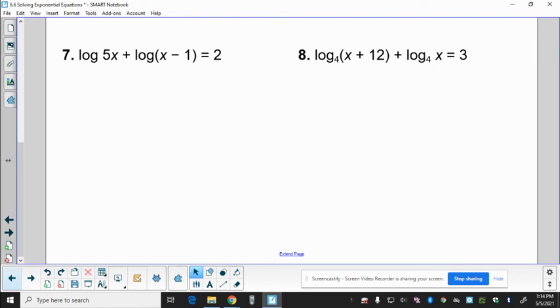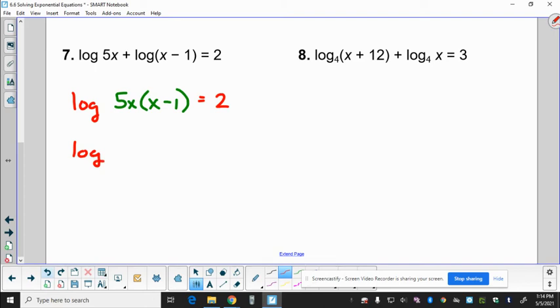Let's take a look at number 7. You can see we've got an addition problem here, right? So that means that we can multiply logarithms together. So it'd be logarithm of 5x times x minus 1 equals 2. Now what you could do is you could rewrite this as logarithm of 5x squared minus 5x equals 2.